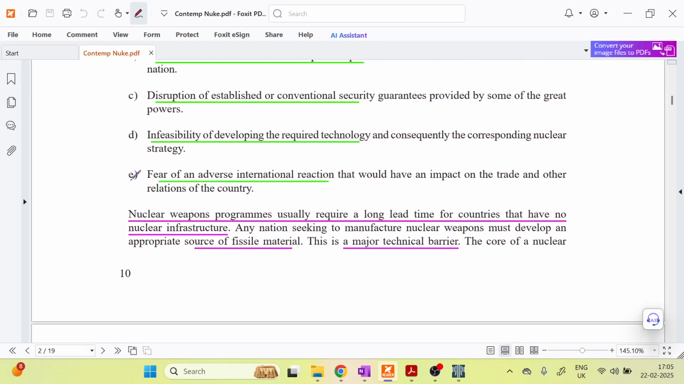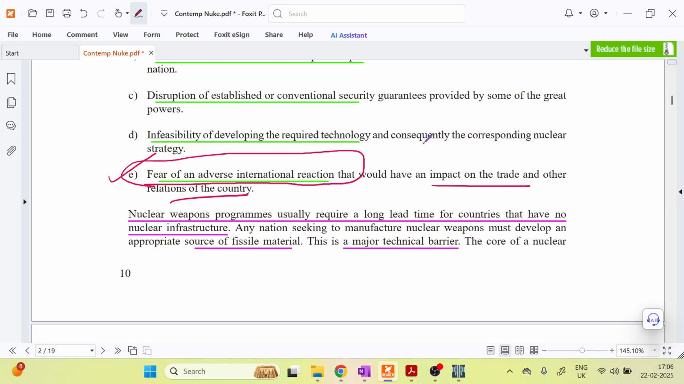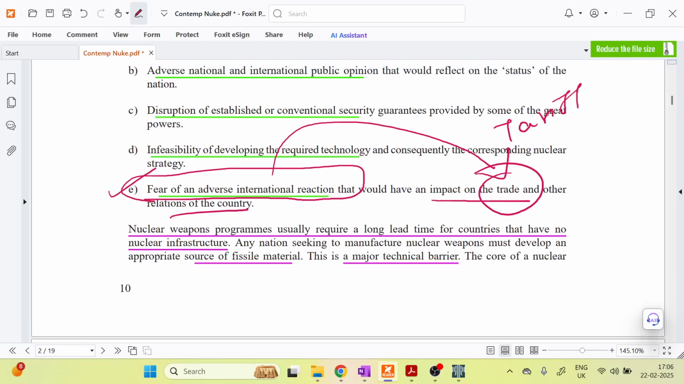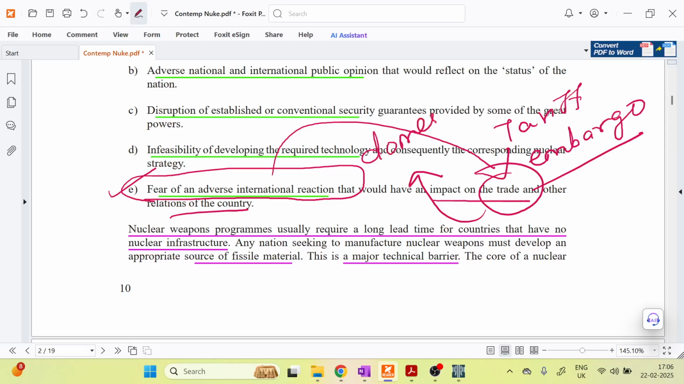Then the final disincentive is the fear of an adverse international reaction, which would have an impact on trade and other relations. Because we, the Homo sapiens, are living on this earth, and even if the trust is not there, still we have a semblance of a relationship, a working, functional relationship, and trade is also important. And what would happen if you acquire a nuclear weapon, but all of the countries have laden you with tariffs and embargoes? You are not able to sell your produce. The domestic economy, first, got crippled by the development of the nuclear bomb.